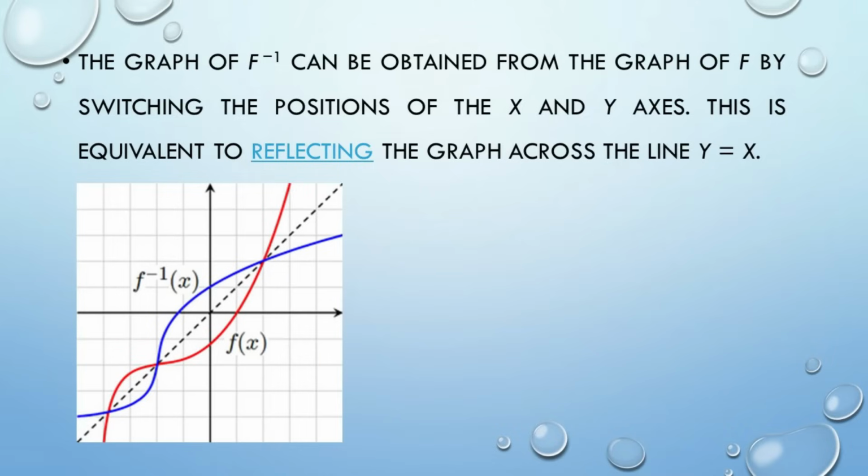In terms of a graph, the inverse is always the reflection of the graph through the line y equals x. If you know the shape, you can easily sketch the other one, the inverse function, as a reflection through the line y equals x.